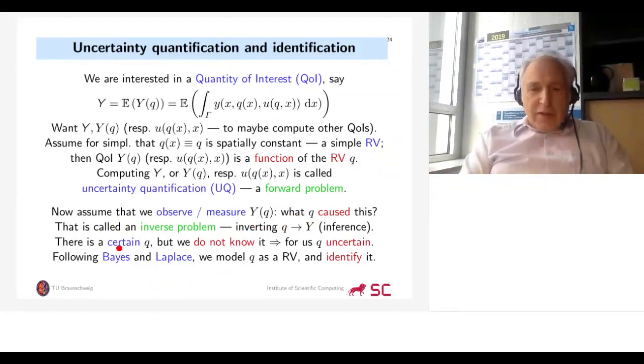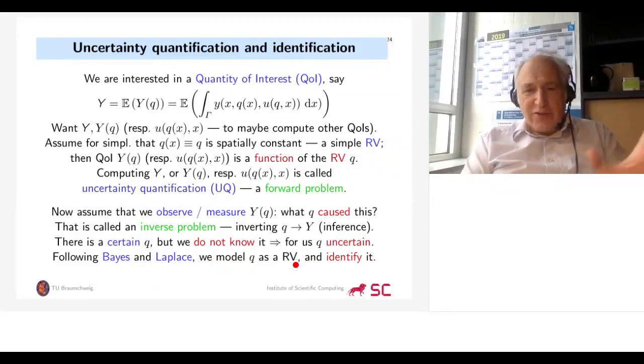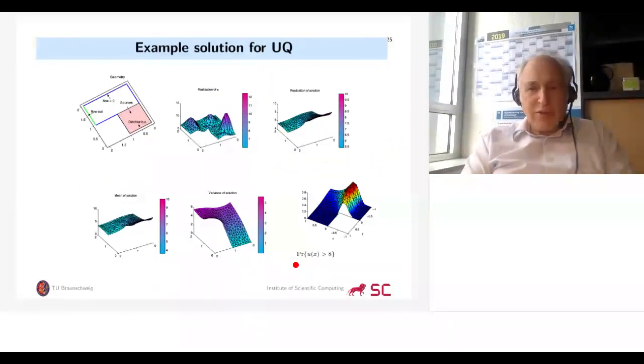And there is a certain q, but we don't know it. So for us, the q is uncertain. And then following Bayesian Laplace, we model this q as a random variable, and we try to identify this with probabilistic methods. So this is the whole thing that we're going to be talking about.